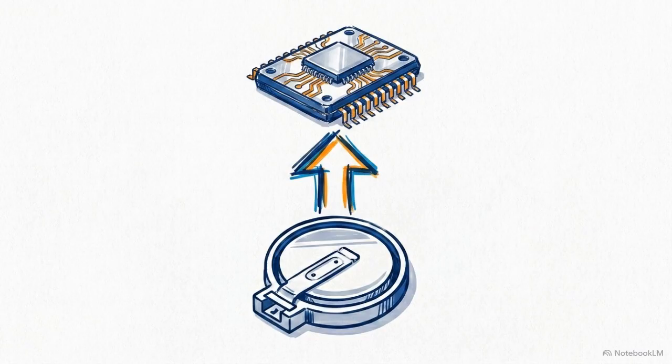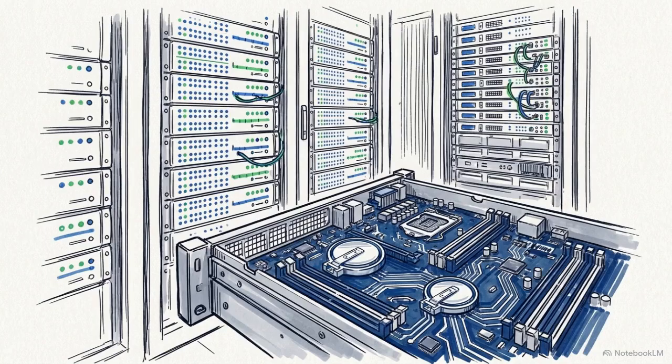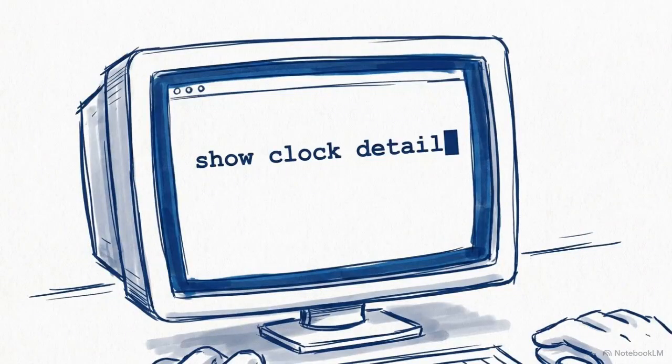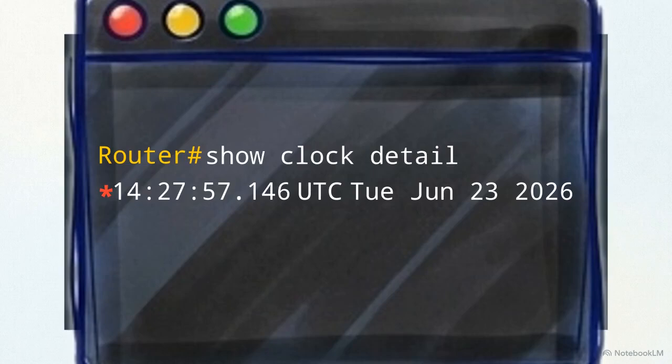If you ever need to do the reverse, pulling the hardware time up into the software, you use the clock read-calendar command. Synchronizing the volatile system memory with the physical motherboard ensures the router maintains a consistent, accurate timeline, even through a complete power failure. Let's verify our configuration. Run show clock detail one more time. The asterisk is gone, and our local time zone abbreviation is now present. The system logs are completely authoritative.